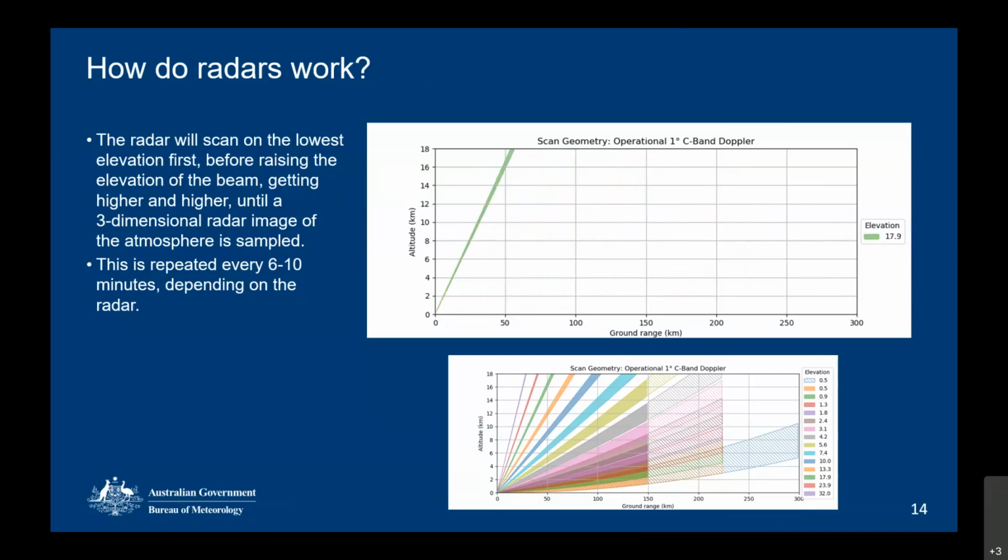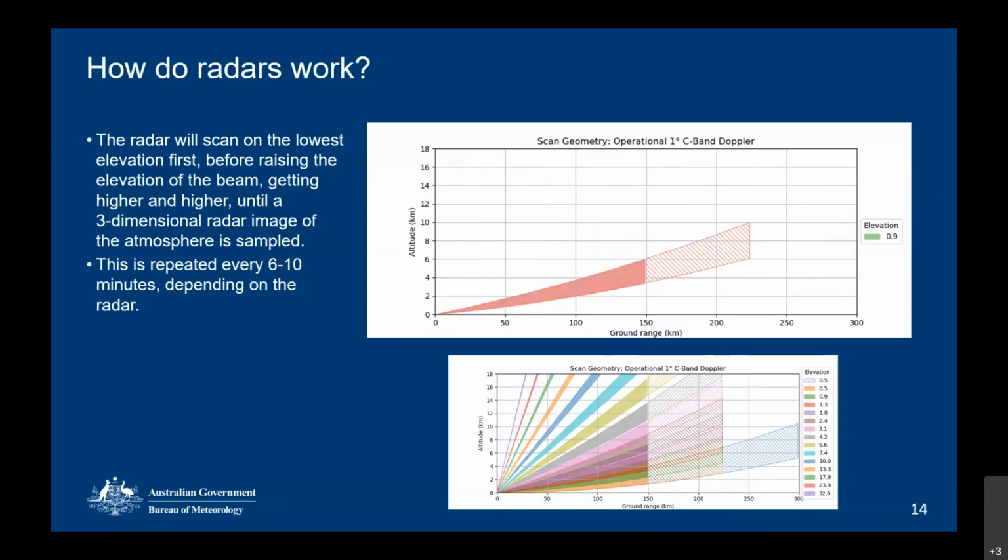Bearing in mind, as you go up in elevation, the range of the radar is reduced because you're not following the horizon anymore. You're going up, you're pointing towards space. So the target range is slightly reduced as we go up in elevation.